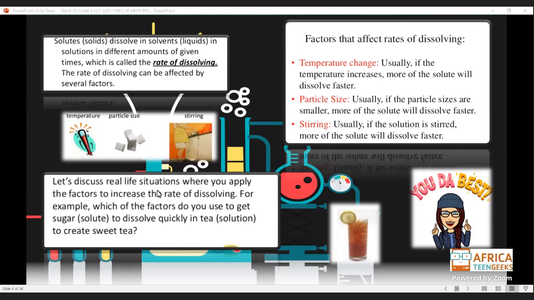Now, let's look at, for example, real life situations. Some of you do make tea, don't you? You drink tea, you drink coffee, don't you? That is actually the best example to give you about dissolving, the rate of dissolving.